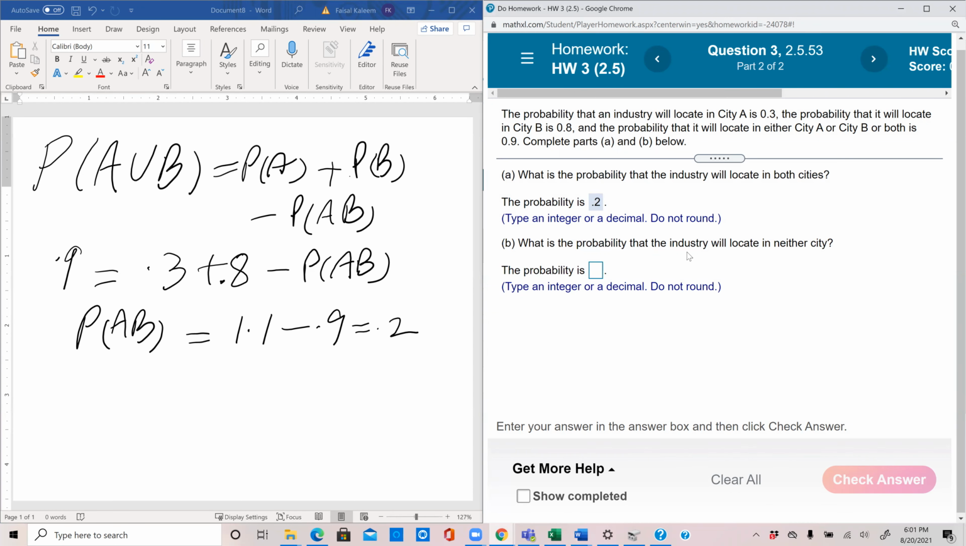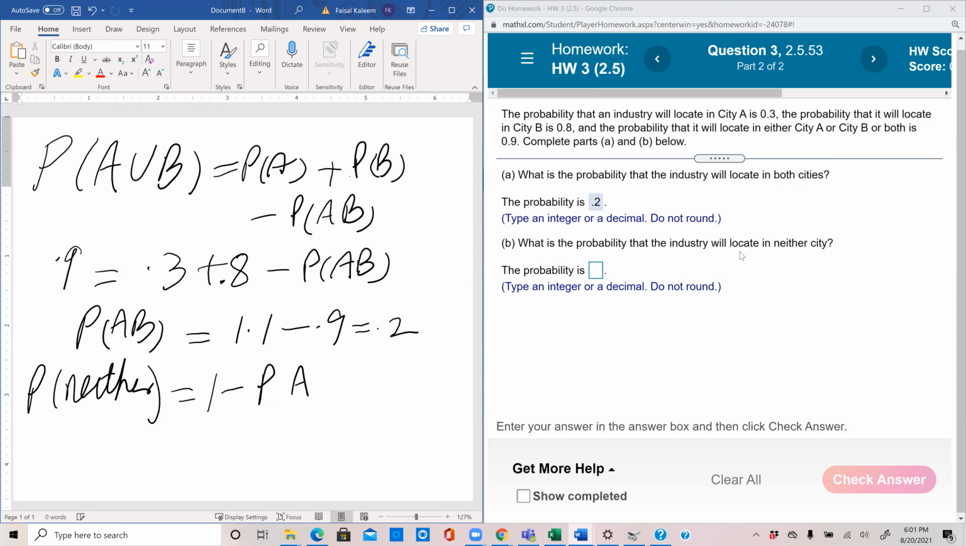What's the probability the industry will locate in neither city? Now, the probability of neither is 1 minus the probability of A or B, because neither is the complement of A or B or both, which is what A or B is, in effect. So 1 minus P(A ∪ B), which is given to be 0.9, and that's 0.1.